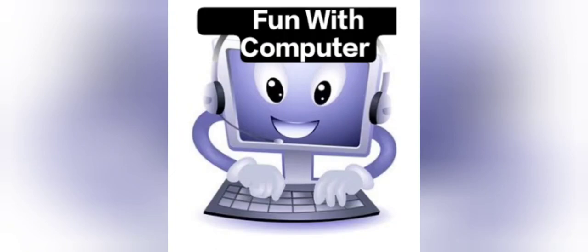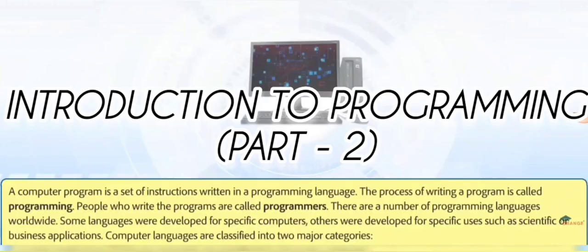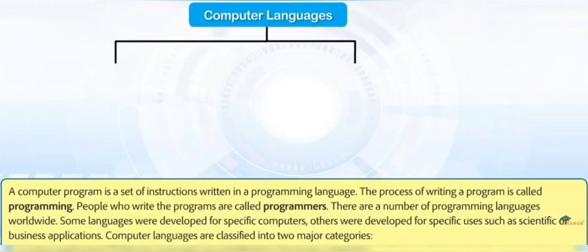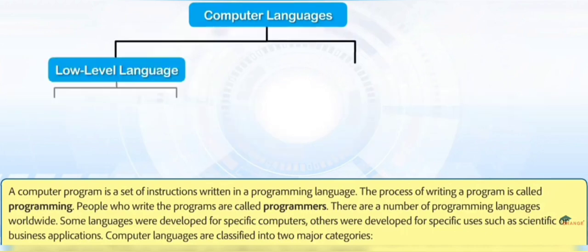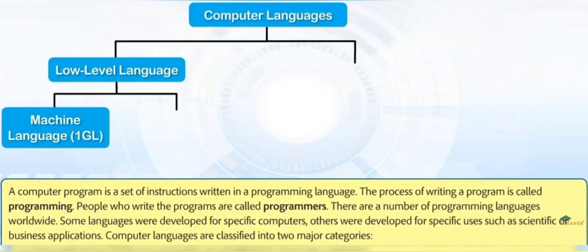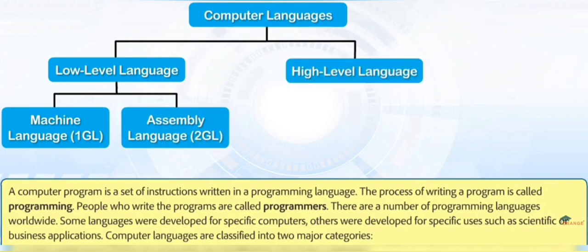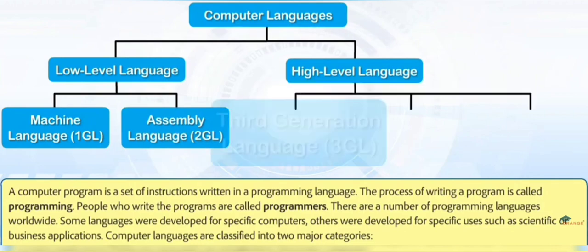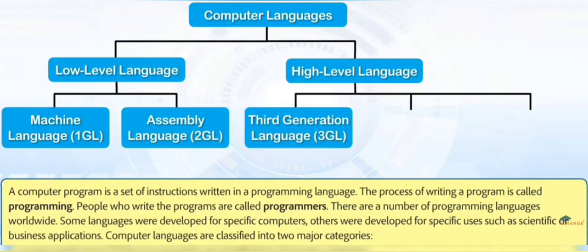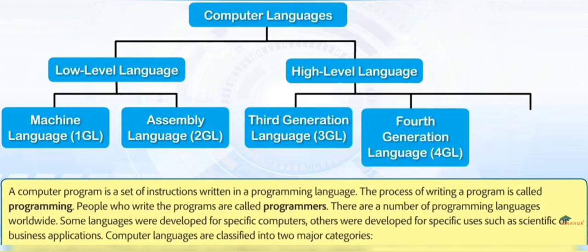Hello children, in our previous class we discussed the introduction and parts of computer programming language. Let us discuss the parts in detail. As you can see, there are two major categories: low level language and high level language. Low level language has two parts, machine language and assembly language, and high level language has three parts: third generation language, fourth generation language and fifth generation language.